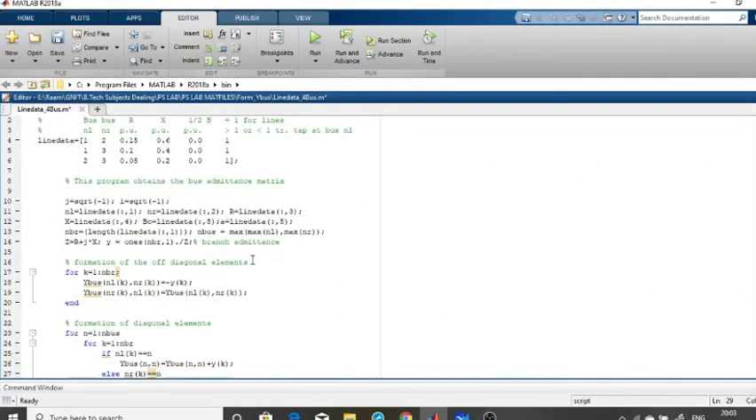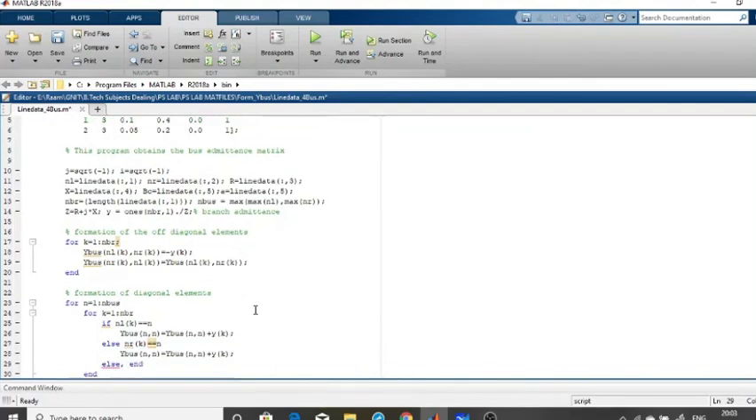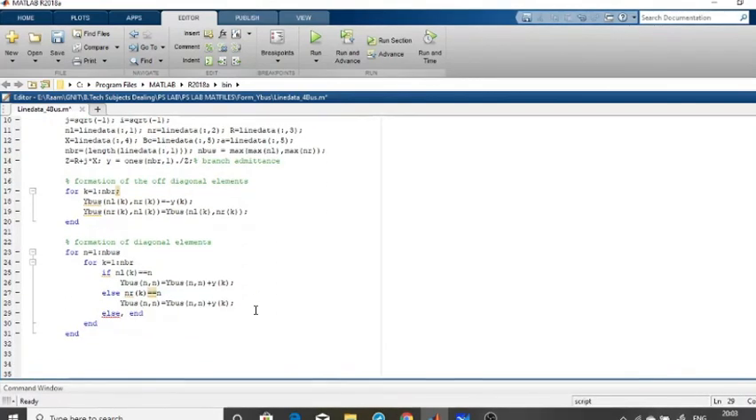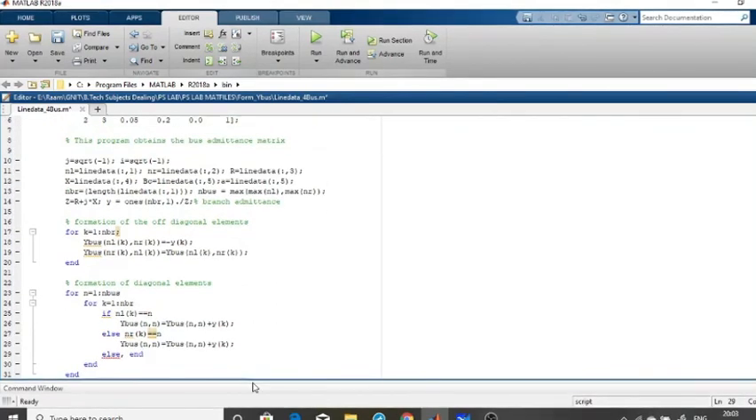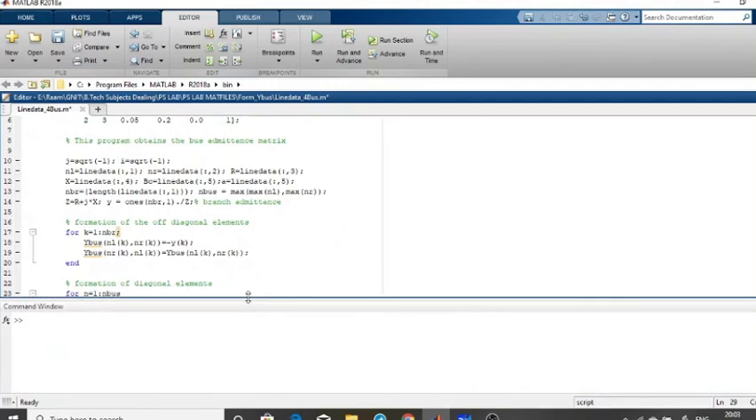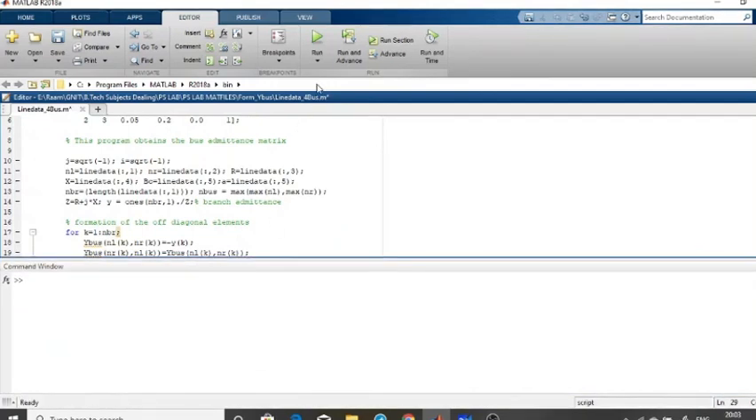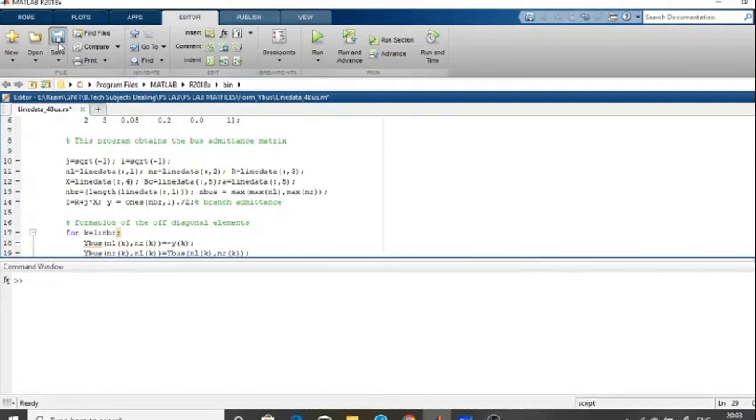We are going to calculate the off-diagonal elements. We are going to calculate the diagonal elements. Now let us run this program and verify whether we are getting the same result as the theoretical calculation or not. Okay. So in order to run the program, go to the editor option. First of all, save the program, which I have already done now. So just save the program and click on the run button.